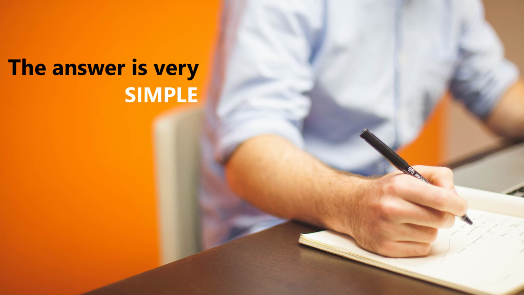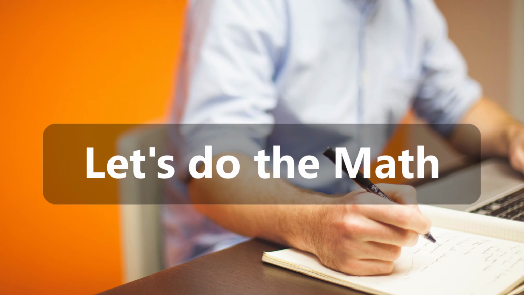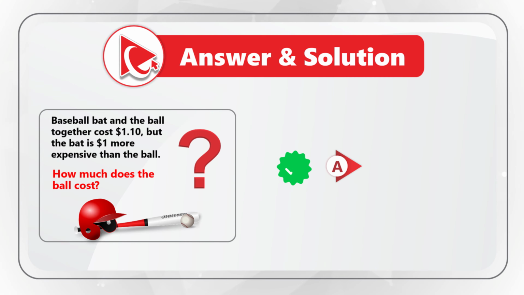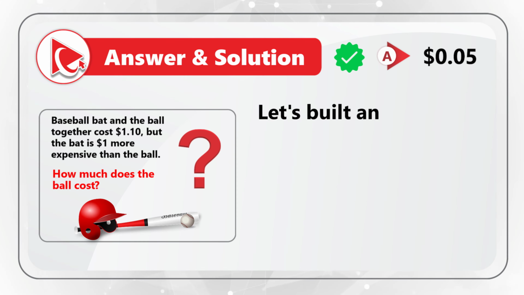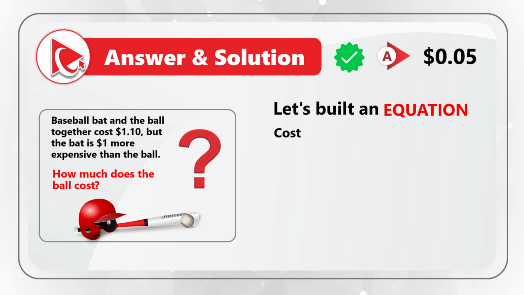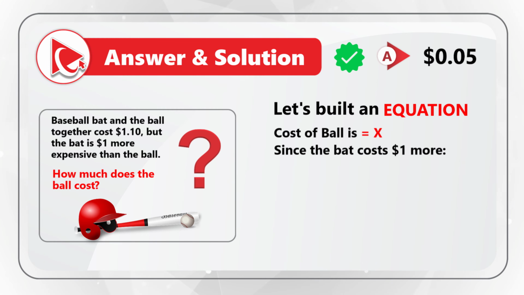The answer to this question is very simple but not obvious. The correct choice here is choice A. The cost of the ball is 5 cents. But how do you get to the correct solution mathematically? Let me teach you the magic trick behind this problem. Let's build a quick equation. The cost of the ball would be X. And since the bat costs $1 more, the cost of the bat would be X plus $1.